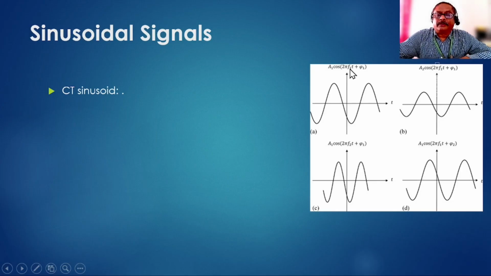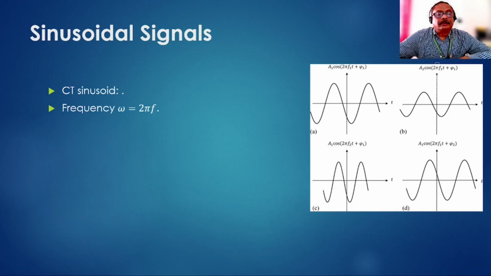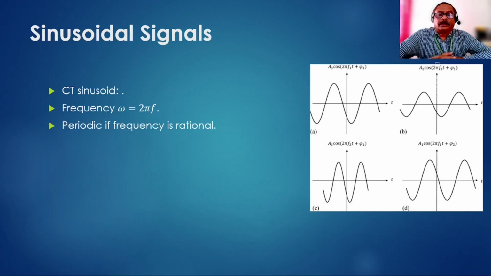So usually it is referred with a frequency and phase, and it can be either sinusoidal or cosinusoidal. And the radial frequency omega is 2 pi f, where radial frequency is a vector rotating around the origin of unit length with a frequency of f revolutions per second. Then omega will be 2 pi f radians per second, and it is periodic if the frequency is rational.